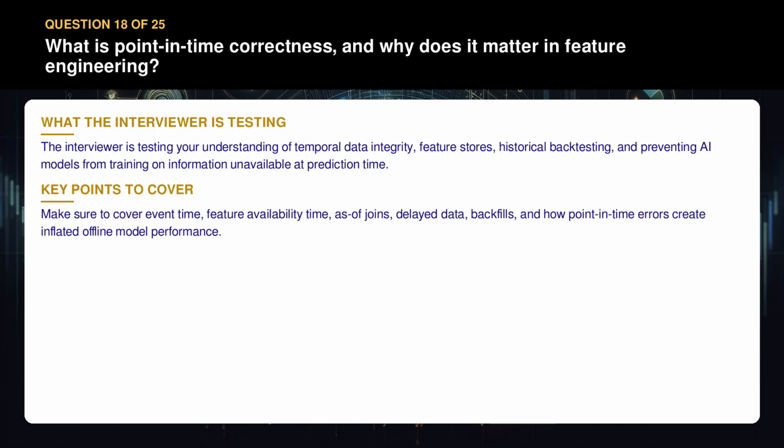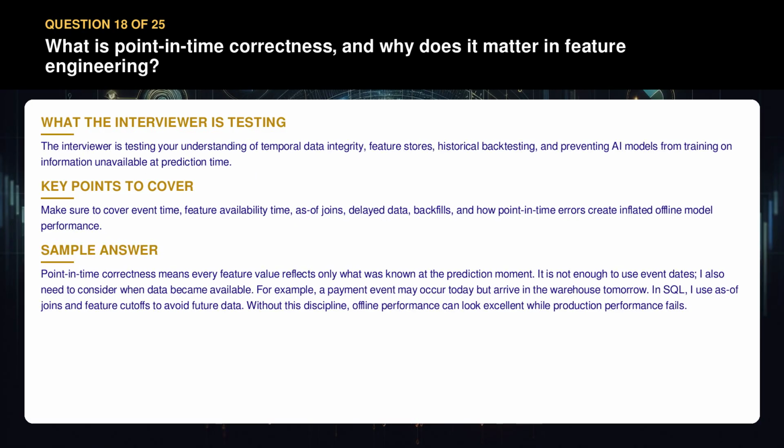offline model performance. Point-in-time correctness means every feature value reflects only what was known at the prediction moment. It is not enough to use event dates. I also need to consider when data became available. For example, a payment event may occur today, but arrive in the warehouse tomorrow. In SQL, I use as-of joins and feature cutoffs to avoid future data. Without this discipline, offline performance can look excellent, while production performance fails.